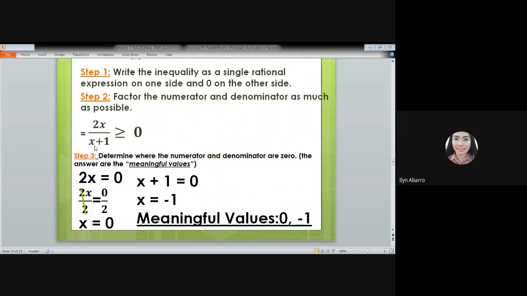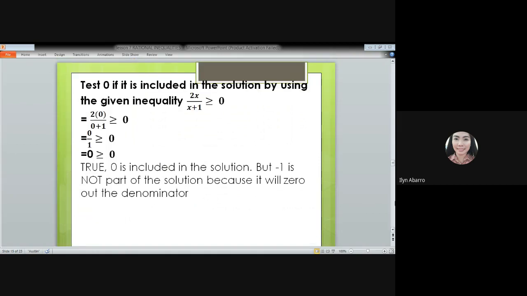Let us also equate the denominator to 0. x plus 1 is equal to 0. So x is equal to negative 1. So our meaningful values are 0 and negative 1. Now let us test if those meaningful values are included in the solution. Negative 1, of course, is not, because it will zero out our denominator. But let us test the 0.